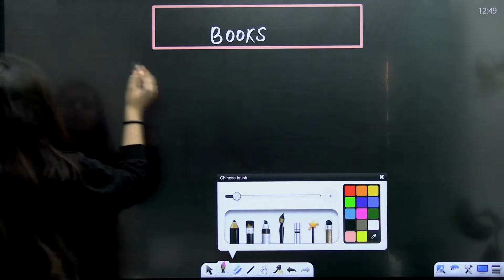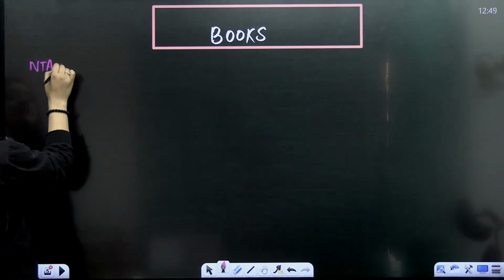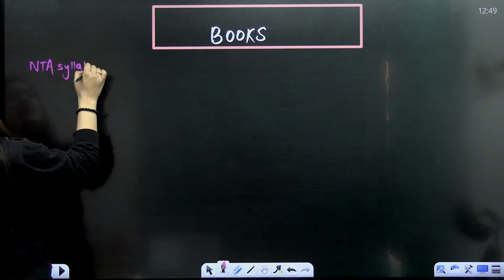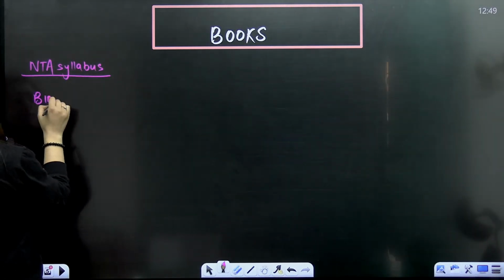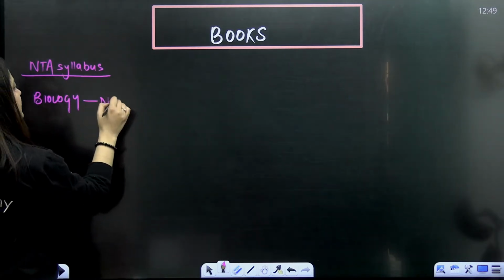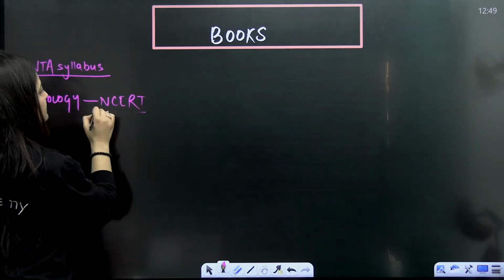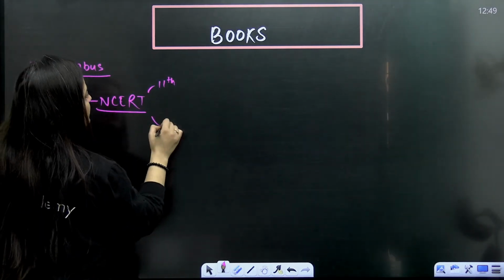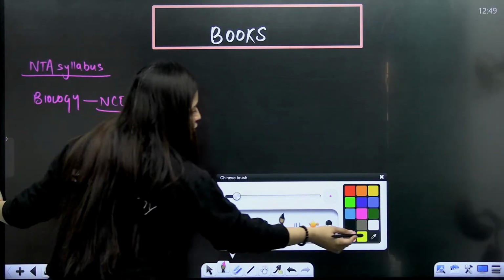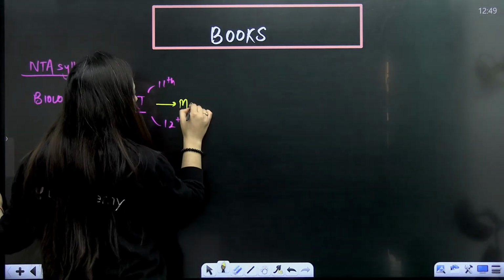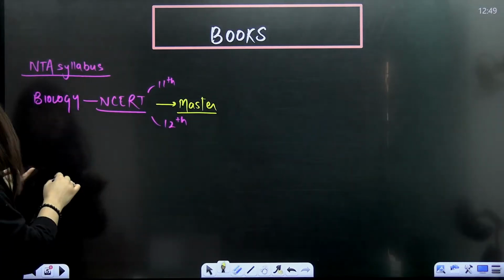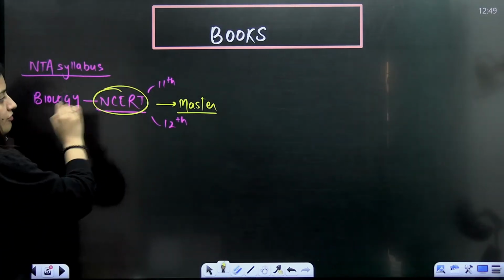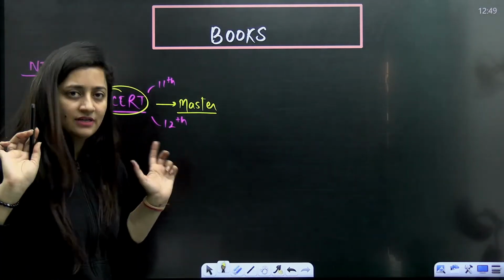When it comes to the books, as I'm repeating again, NTA has provided us a syllabus, and when it comes to biology, it is the NCERT. NCERT for class 11th and NCERT for class 12th, that you need to master. So if your teacher is capable of simplifying this NCERT for all of you, of course, that is your teacher.